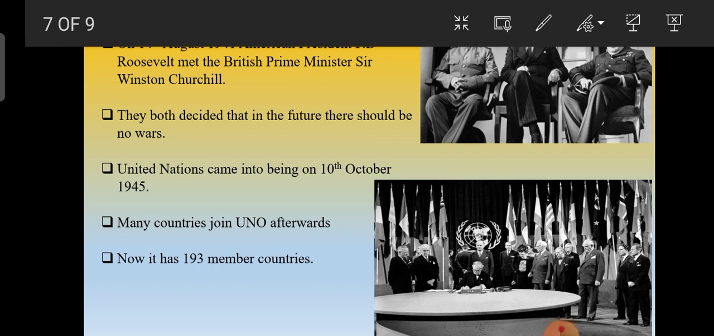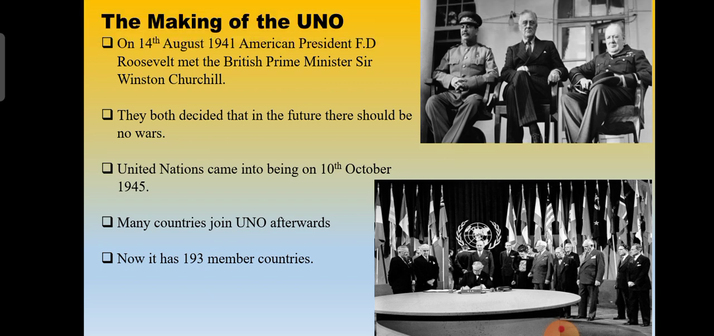Here it is written 193, but 3 more countries have been added, and altogether there are 196 member countries. So yes, I have made this mistake. Please correct it. That is 196 member countries.